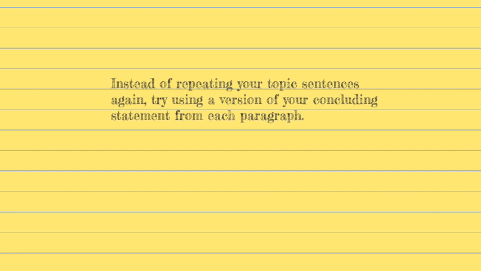So when it comes to the rest of your conclusion, the meat of the conclusion, the actual summative sentences, instead of repeating your topic sentences, because your topic sentences have been around, you've introduced them in your introduction, they've started off each of your paragraphs, you don't really want to bring them back again in your conclusion. So what you might want to do instead is try using a version of your concluding statements from each paragraph.